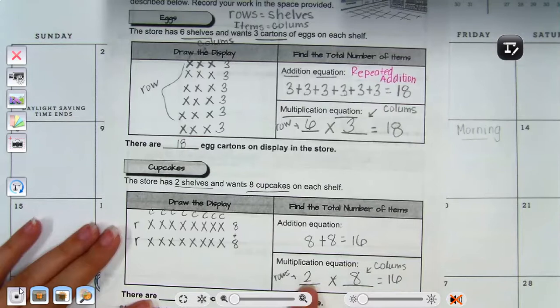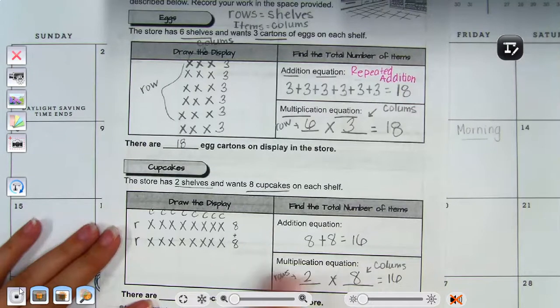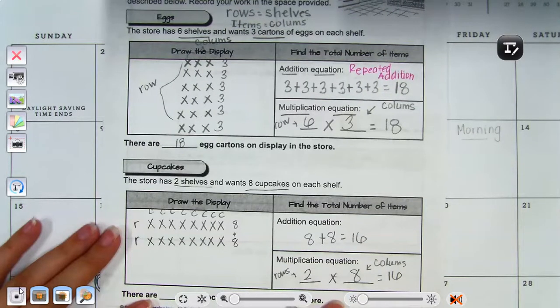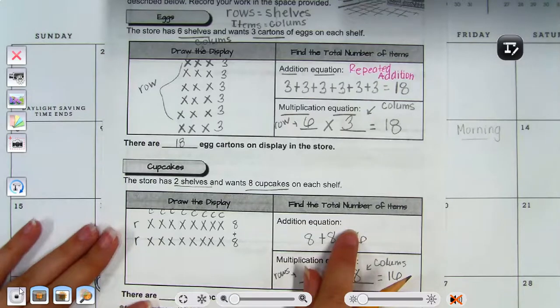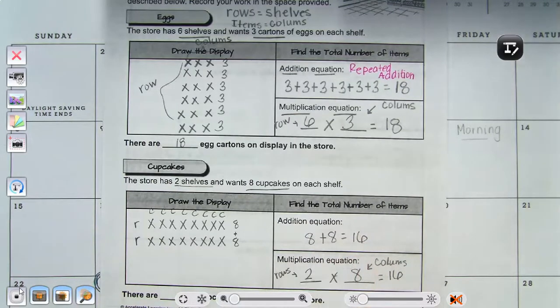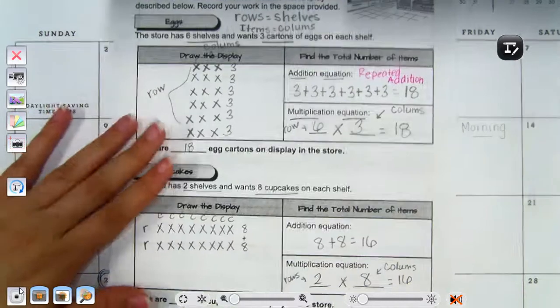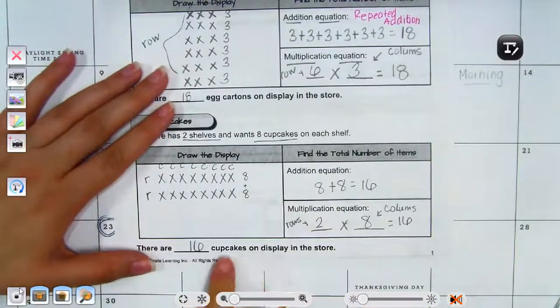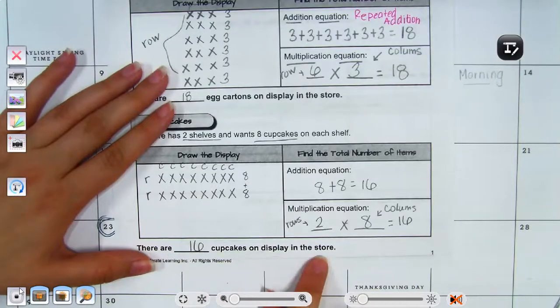So even though I don't know what 2 times 8 is, I can draw my arrays and I can do my repeated addition to figure out the total. Okay, so you may just say, Miss Anthel, well, I'm not good at multiplication. That's fine. We don't have to know what 2 times 8 is just by looking at it. That's why we're drawing the arrays and we're doing the repeated addition to help us figure it out. Okay, and so there are 16 cupcakes on display in the store.